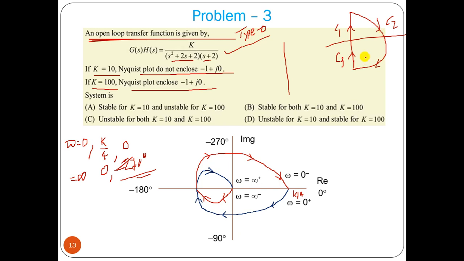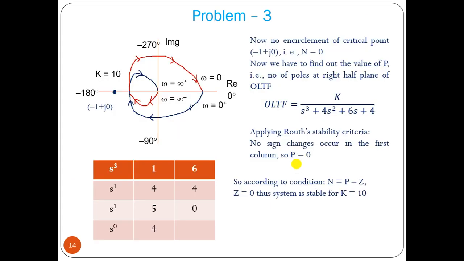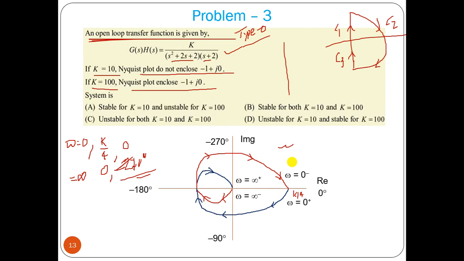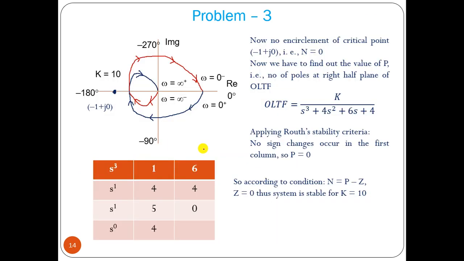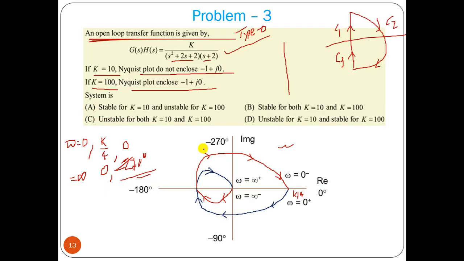Due to this C2 plot, we have 0 radius circles, but we can neglect that, and then we can plot the inverse polar plot. So this will be the complete Nyquist plot. Now from that plot, we have to find the stability. First, we have to find the value of P, that is, the number of right half plane poles of the open loop transfer function. Here we are not sure where this pole is. We have to find out.